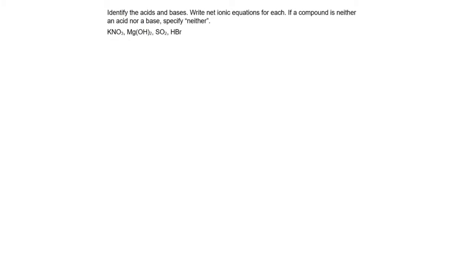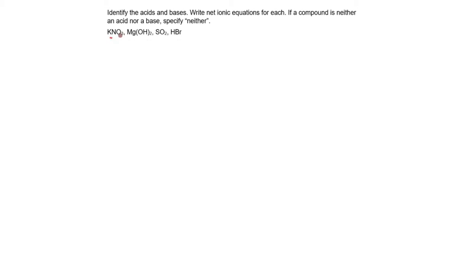Here is our first exercise. We are going to identify acids and bases, and then we are going to write net ionic equations for each of them. However, if we find that a compound is neither an acid or a base, we are going to specify that it is neither.